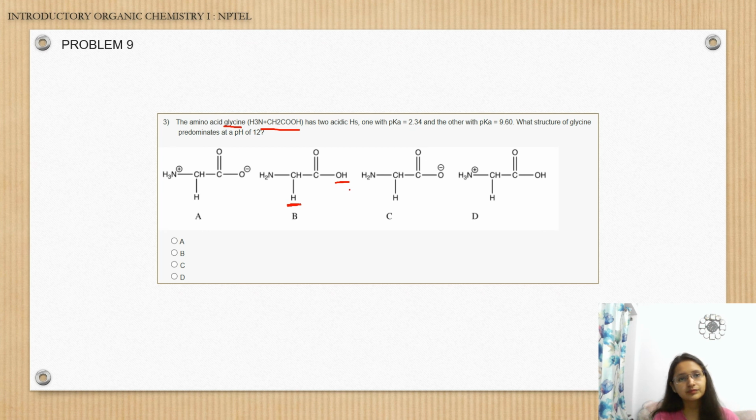Okay, if it is clear, then we will move towards the pKa value. Now, one will be having a pKa of 2.34, but another one will be having a pKa of 9.6. I have told you, higher the pKa value, lower the Ka. Higher the pKa, lower the dissociation, and lower will the acidic character of that proton. So here, among these two, which proton will be more acidic?